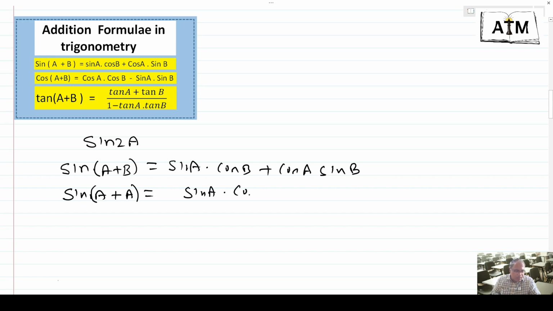In place of B, write down A. So, A plus A becomes sin 2A, and sin A cos A has come twice. Therefore, it equals 2 sin A cos A. This is the required formula for sin 2A.